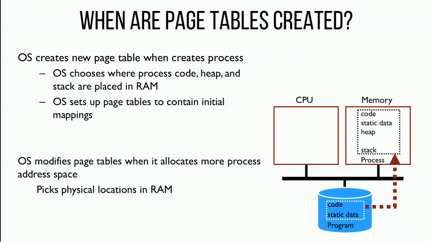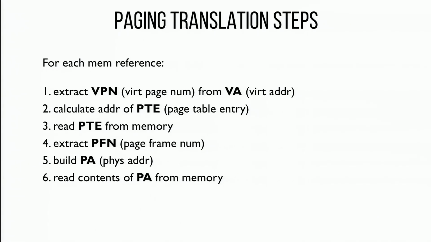You know, it figures out what that mapping is. It's the one that then fills in the values of the physical page numbers in the page table when it allocates memory to a process, or when it figures out where exactly that process will live in physical memory. So it's the OS that's setting up those page tables.